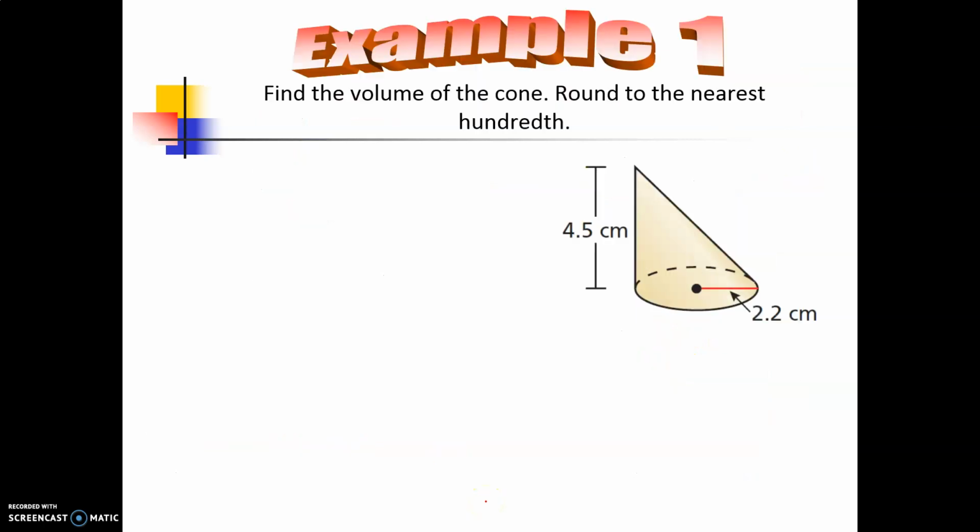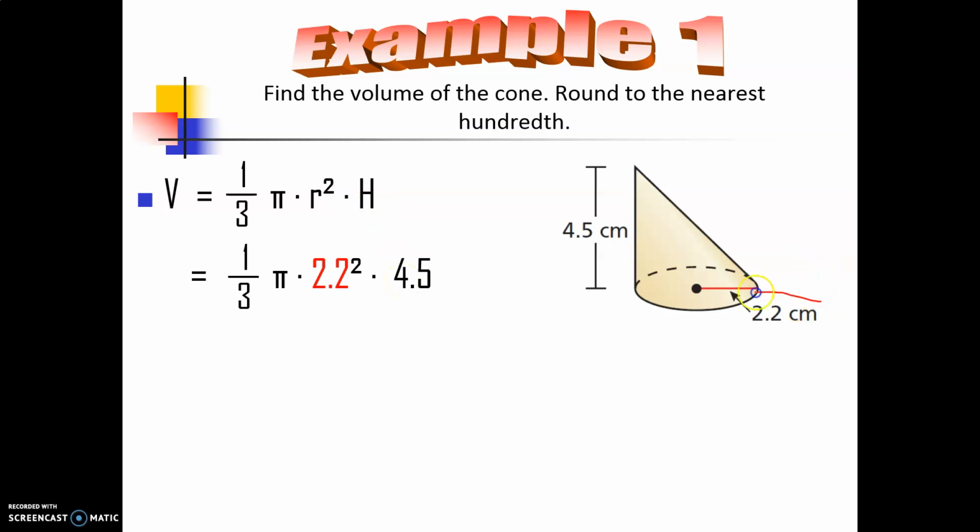Alright, so let's try a problem out here. We're going to find the volume of this cone. And like I said, that volume formula applies to both right cones and oblique cones. We're going to round to the nearest hundredths place here. So here's our formula: 1/3 pi times r squared times height. As you can see here, we have our radius, it's 2.2, and our height, from the very top of the vertex straight down, making a 90-degree angle here, is 4.5.